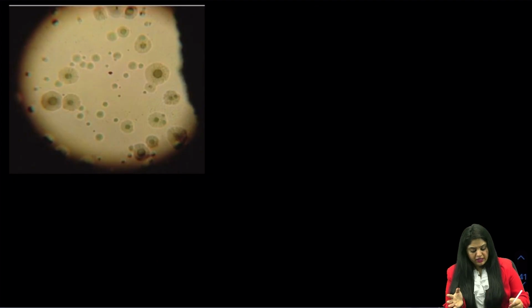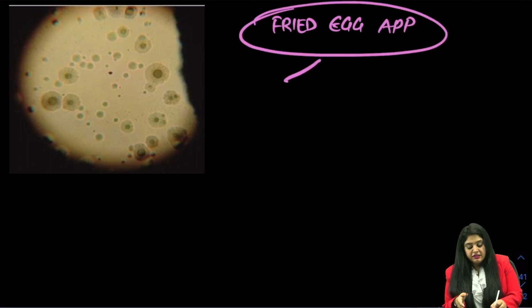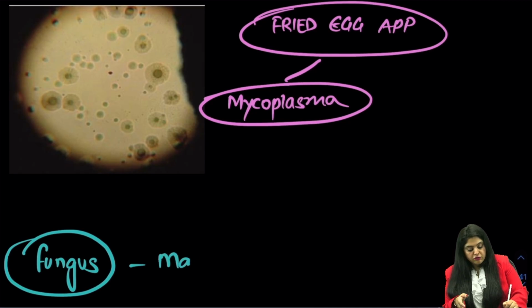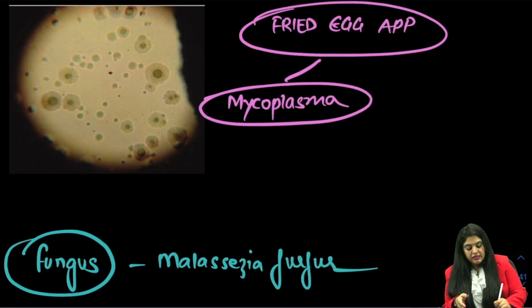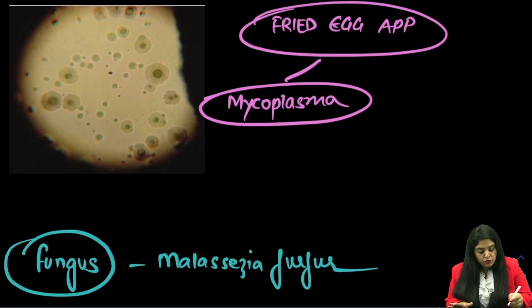Coming to the last one, which I cannot at all ignore, because you know this very famous fried egg appearance. And fried egg appearance is seen in which particular bacteria? It is seen in Mycoplasma. Very, very good. Also, guys, please note that apart from Mycoplasma, if I ask you any fungus that shows fried egg appearance, the fungus showing fried egg appearance is going to be Malassezia furfur. So ultimately, I realize that fried eggs are both M's in microbiology. Mycoplasma bacteria, Malassezia furfur fungus, both of them show fried egg appearance.